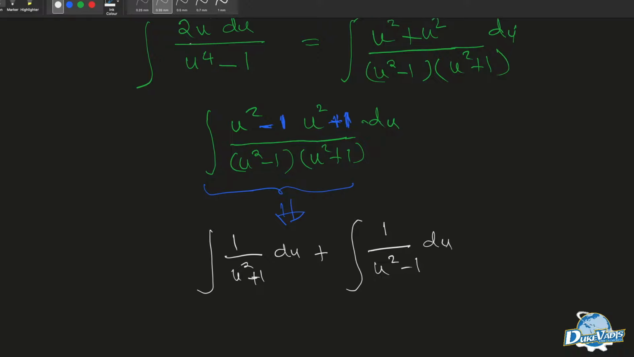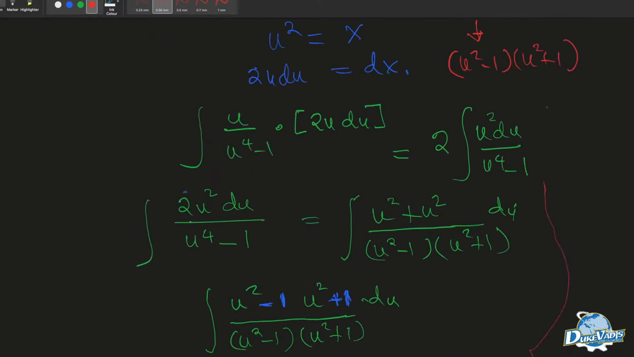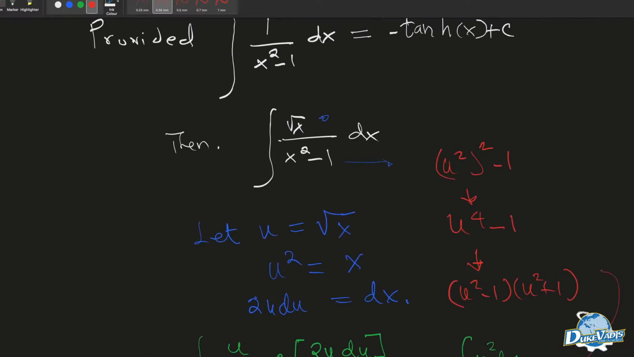Now if you look at it very carefully, you see that we have finished the integration of that. Why is it so? Because we have been given that here, 1 over u squared minus 1, over the top. Now let's go to the top and see. It's the same as that whole expression.